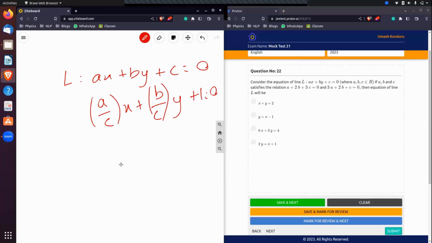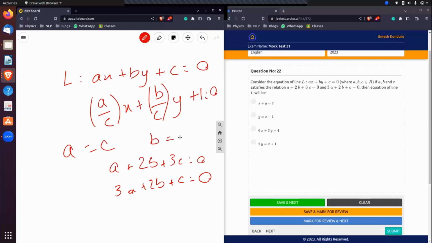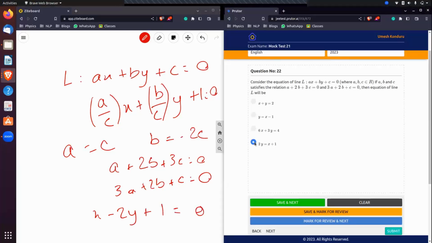So if a plus 2b plus 3c is 0, and also 3a plus 2b plus c equals 0, that tells you that a and c should be equal. If a and c are equal, that means b would be equal to minus 2c, and that satisfies both equations. So you have x minus 2y plus 1 equals 0. Yeah, we have an option that matches with that.